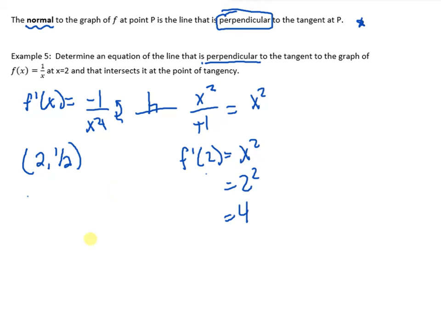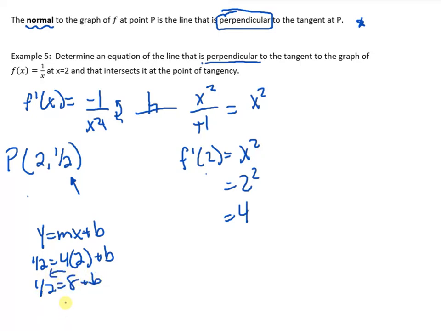We want the equation of a line that's perpendicular and that intersects at this point of tangency, point P. So let's go y equals mx plus b. 1/2 equals 4 times 2 plus b. 1/2 equals 8 plus b. And then 1/2 minus 8 equals b. So negative 7.5 equals b. Therefore, the equation is y equals 4x minus 7.5.